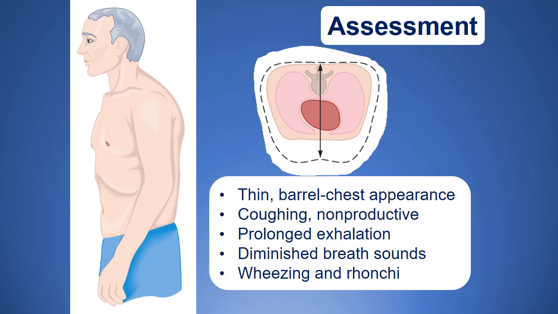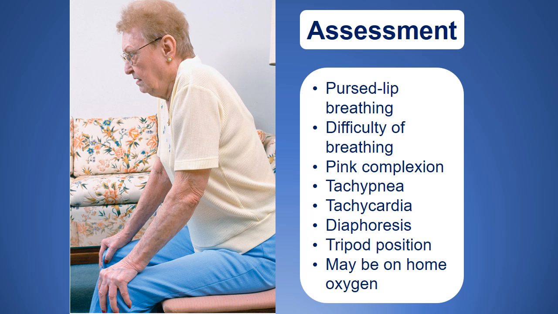So the assessments, because they have that air trapping, we sometimes get a barrel chest appearance, prolonged exhalation with the pursed lips, of course coughing, diminished breath sounds, wheezing. We may get some rhonchi, some mucus production. So your assessments for your emphysema type patient are pretty much just difficulty breathing with pursed lips, the pink complexion because they can get oxygen in usually, but they have a hard time getting rid of carbon dioxide. Usually these folks are on home oxygen of some sort.